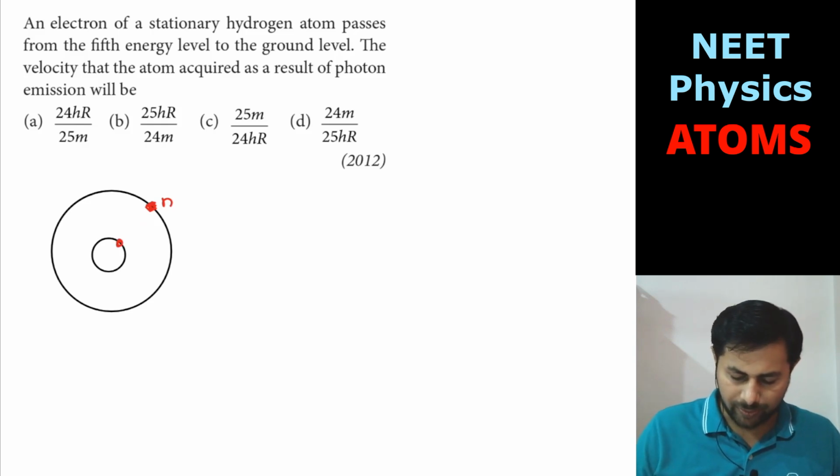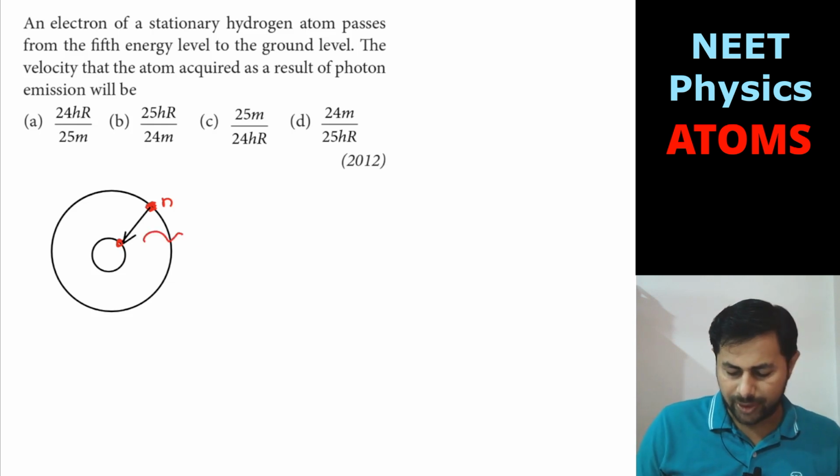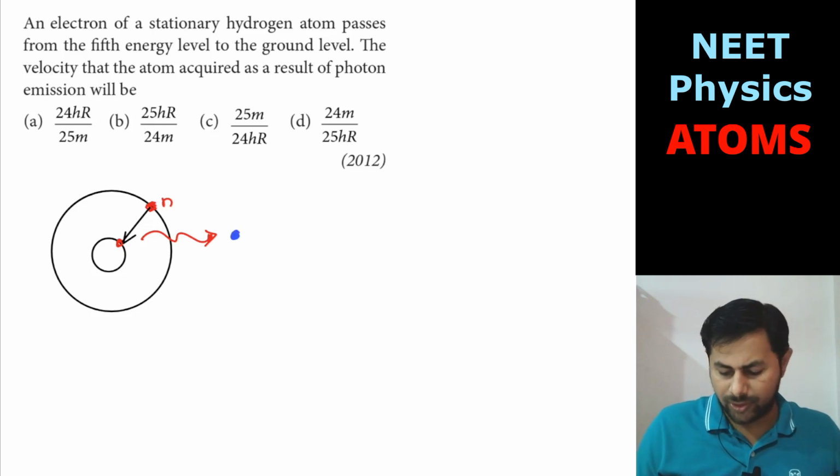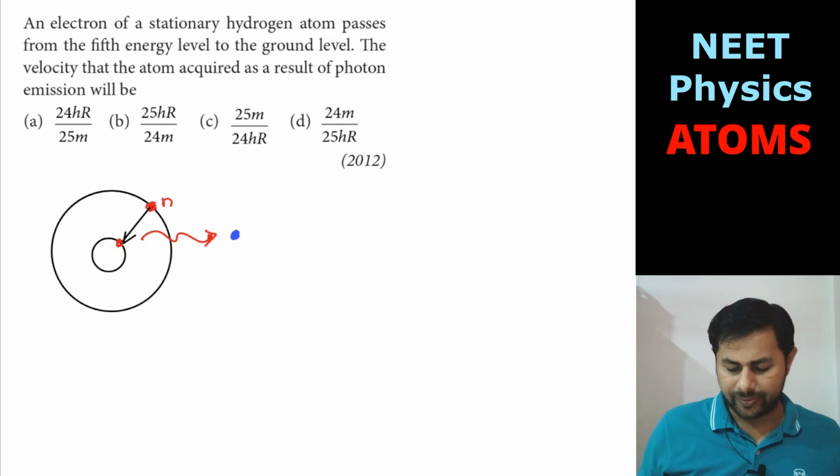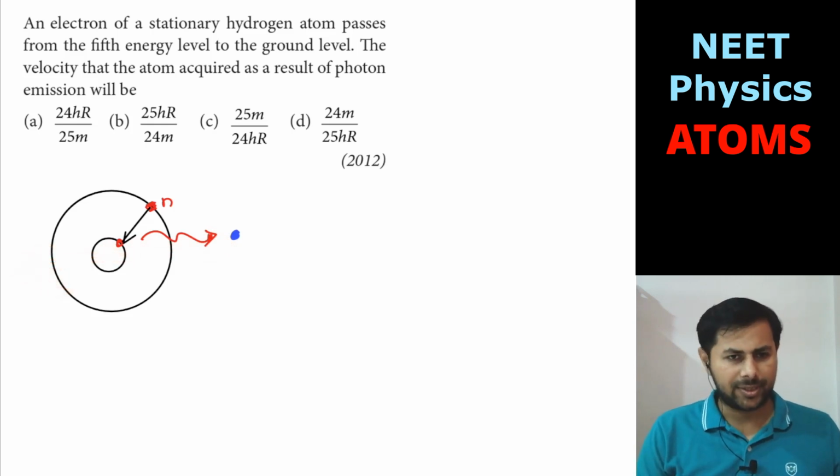So the electron goes from here to here, right? It emits a photon. As a result of this, what will happen? If the photon goes in this direction, the atom will move in the other direction, just like when you have a loaded gun and fire a bullet. The bullet moves in the forward direction, the gun moves in the backward direction, by the law of conservation of momentum.